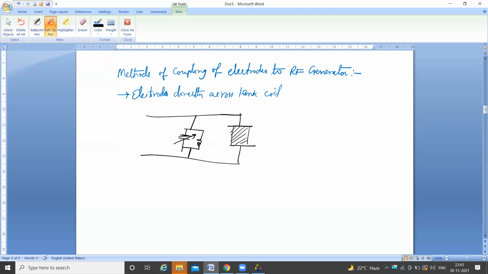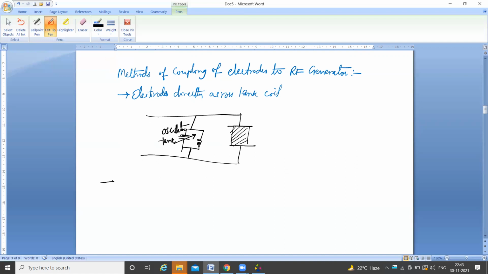This is a variable capacitor, the oscillator tank circuit, and these are the dielectric with electrodes, and these can be connected like this.